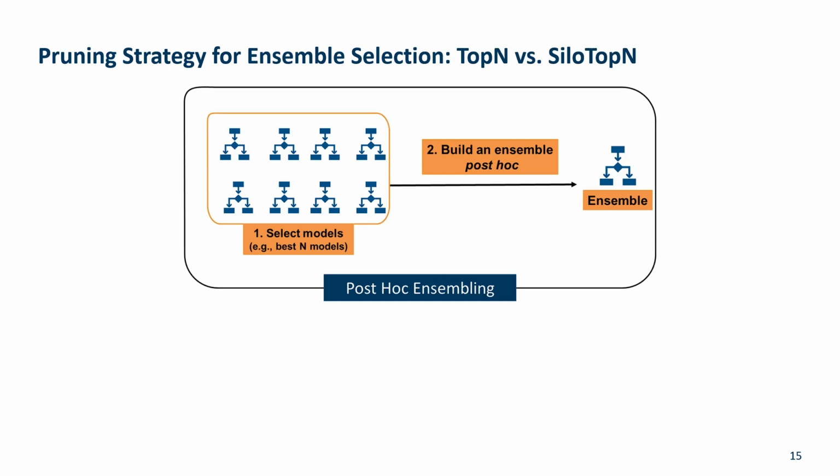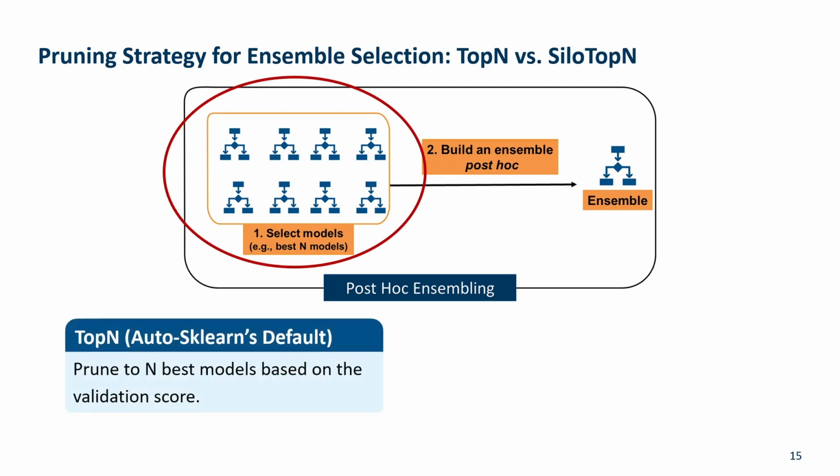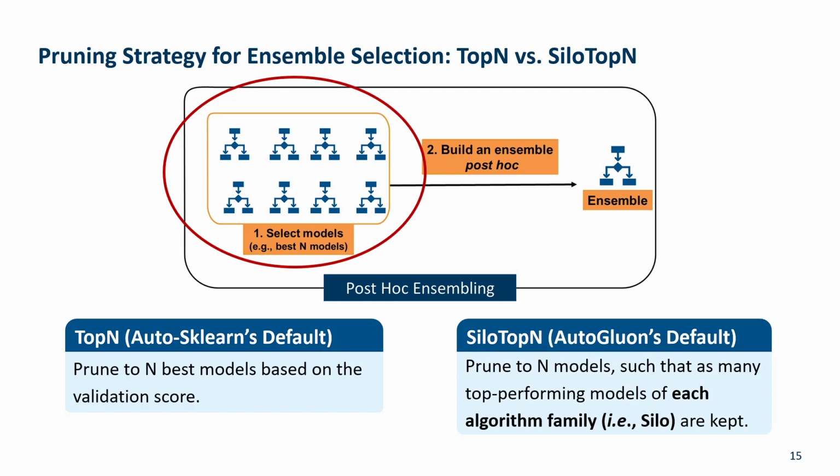Lastly, we explored pruning strategies for ensemble selection. That is, how we select the models in the first step of post-hoc assembling. We looked at two methods: TopN, following AutoSklearn's default, which prunes to the n best models based on the validation score, and a second method called SiloTopN, following AutoGluon's default, which prunes to n models such that many top-performing models of each algorithm family, in other words Silo, are kept. With that, we look at the results.